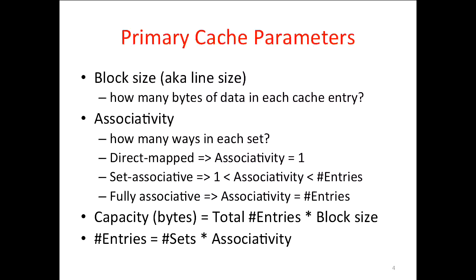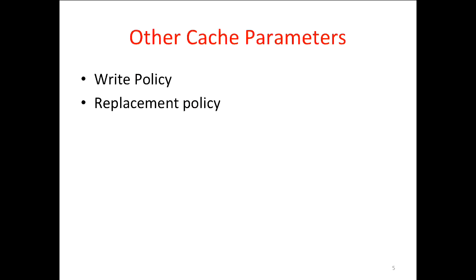Now, there are a lot of other more detailed parameters, and we'll talk a bit more about two of them right now. One is the write policy, how writes, or stores, are handled in the cache system. The other is the replacement policy, which is what you do when you get a miss to select which line you're going to kick out. Remember, you always have to kick out a line if you're bringing in a new line, because the cache has finite fixed capacity.